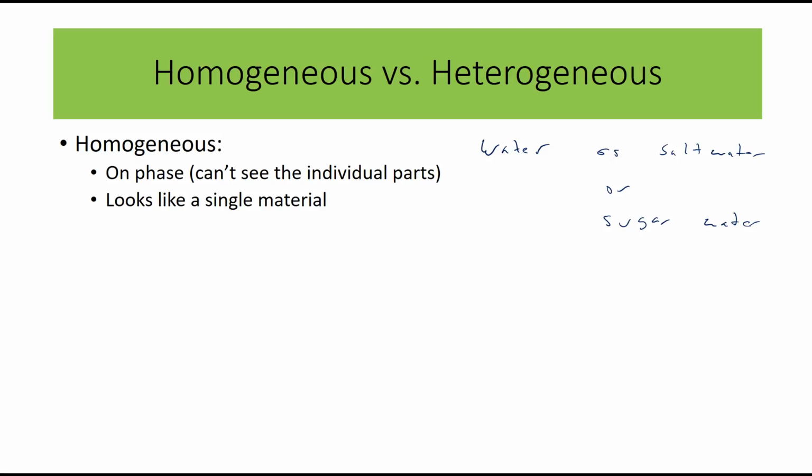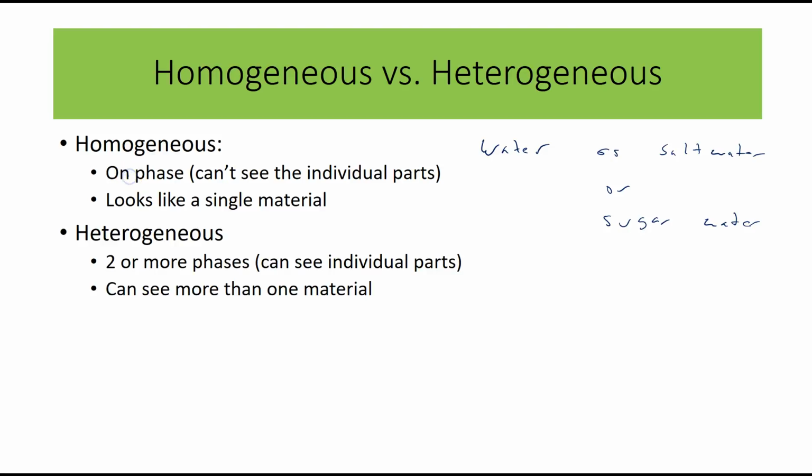All right? And that's because, I should say one phase, not on phase. Excuse me. All right, so one phase. So the phase in a mixture is referring to the visibly distinct parts of a mixture, right? And so homogeneous mixtures like salt water or sugar water have a single phase. You can't see the individual parts. You see the liquid, and there's salt or sugar mixed in, but you wouldn't be able to see the little particles of salt or sugar that have dissolved in the water, right?